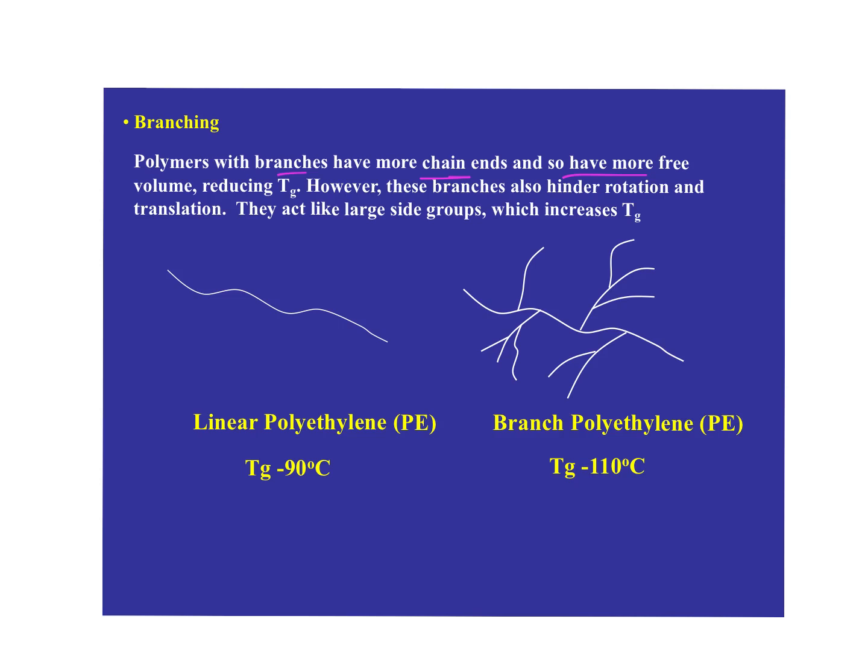So in this context, though, these branches can hinder rotation and translation, can act like large side groups, which can in turn increase Tg. So if we look at just regular old linear polyethylene, minus 90 is the glass transition for polyethylene. This particular version of branched polyethylene has a Tg of minus 110. All right, and so what that means is the presence of all these chain ends is having an effect, dropping that glass transition down to minus 110. So it takes less energy to get this through the glass transition than it does regular polyethylene. Does everyone see that?